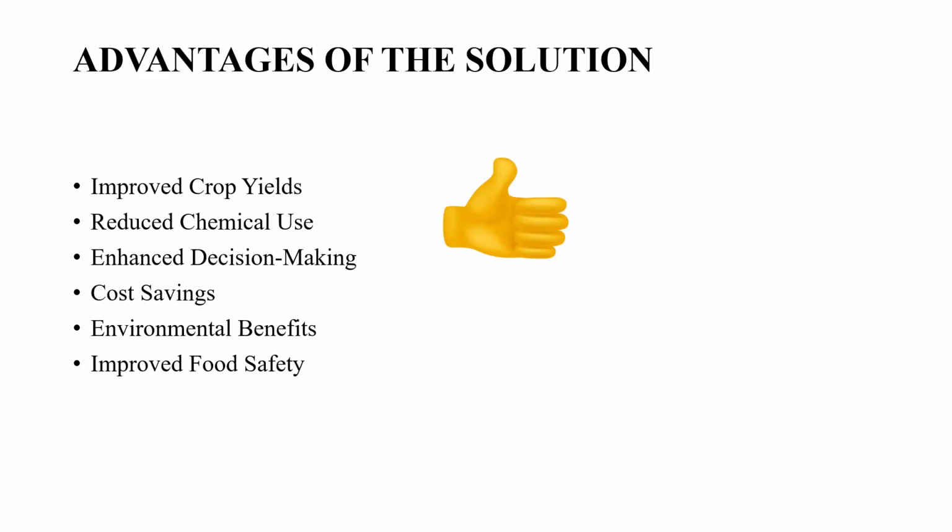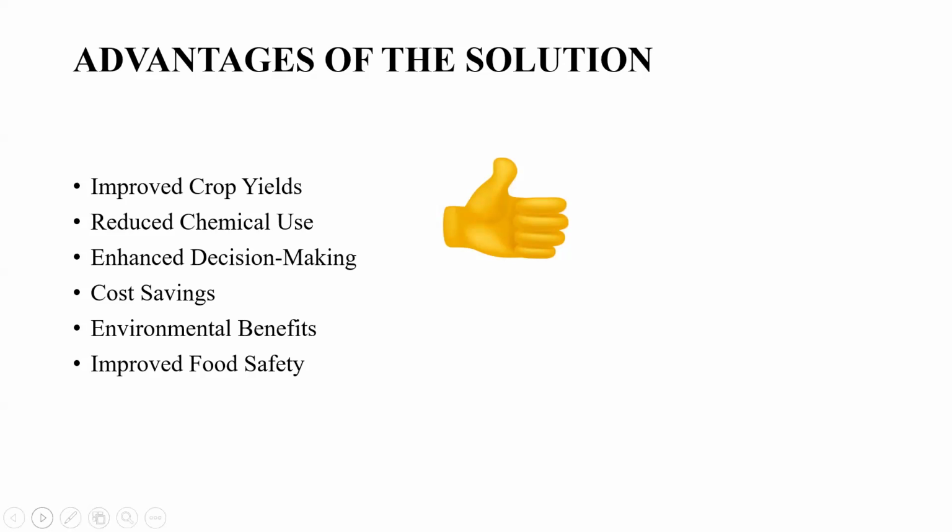The next one is cost savings. Due to early detection and treatment, we can reduce the economic burden of cassava root rot disease on farmers and the agriculture industry. This includes reduced costs for chemical treatment because they are stopping the use of it, then reduced cost for labor and reduced cost for crop replacement.